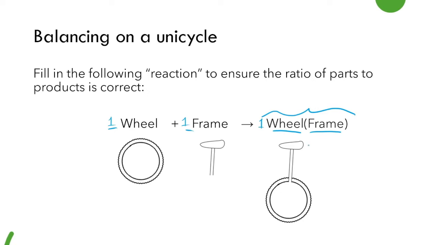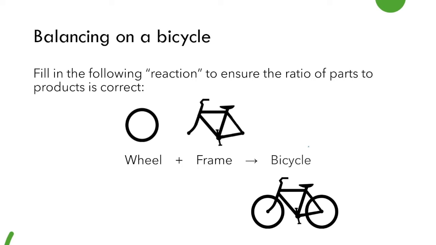Let's take a look at a more difficult example now, with a bicycle. We're asked to fill in the following reaction to ensure the ratio of parts to products is correct. And like last time, even though bicycle is there to help us train our intuition, in a chemistry setting, it would instead be written as something like wheel to frame. Now, intuitively, you probably know that it takes two wheels and one frame to make one bicycle. But let's do this in a more chemistry-style way before we move on to something a little bit harder.